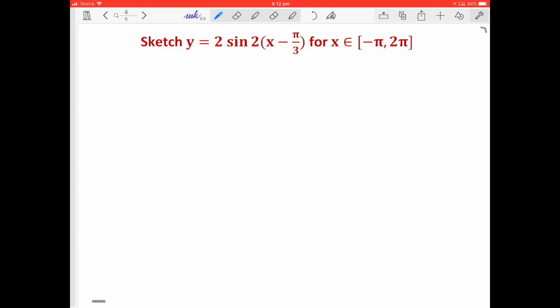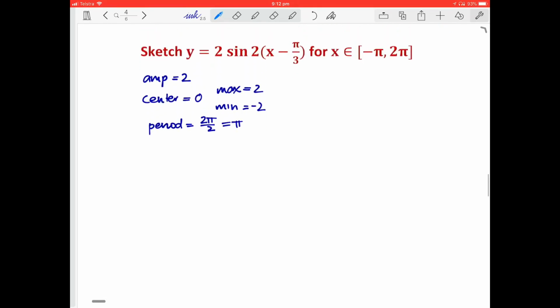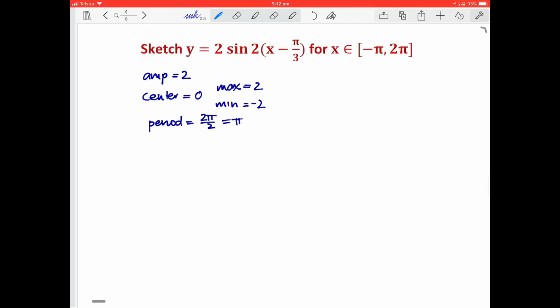So let's start. We've got an amplitude of 2. Our center is at 0, so our max is 2, and our min is -2. Our period is 2 pi on 2, which is pi. Now remember, a chunk is a quarter of the period, so it's pi on 4.